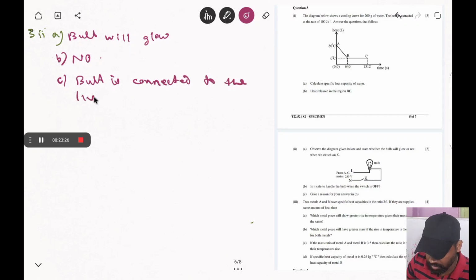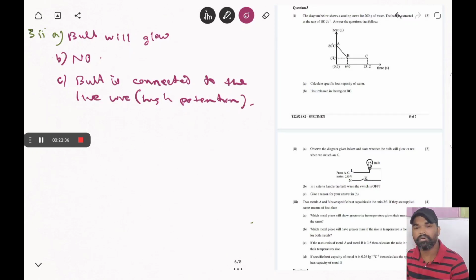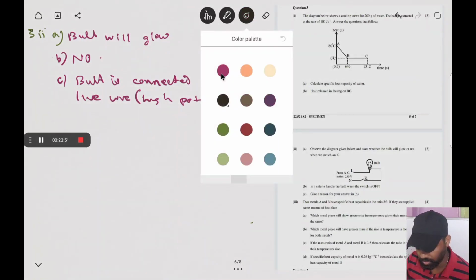Bulb is connected to the live wire, which means high potential. Isn't it? High potential. So even if it is in an off position, the bulb is at higher potential and there is a chance of electric shock, you still can get electric shock. Yes or no? Chalo. This is number 3 part 2.